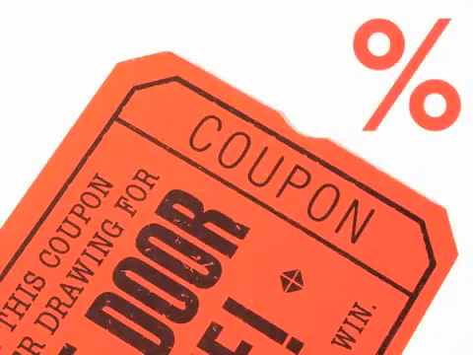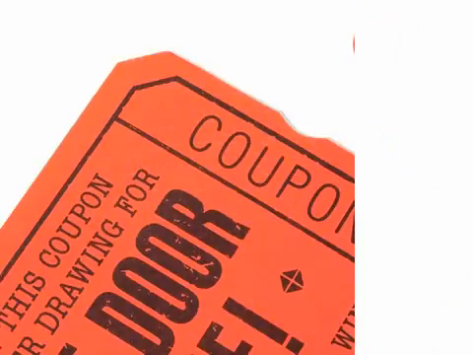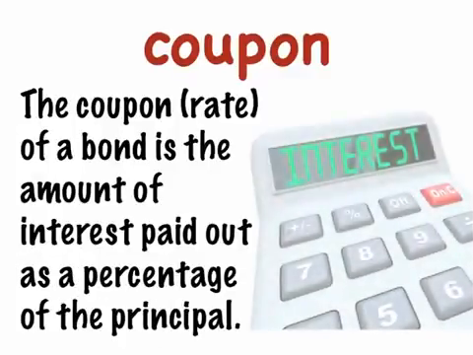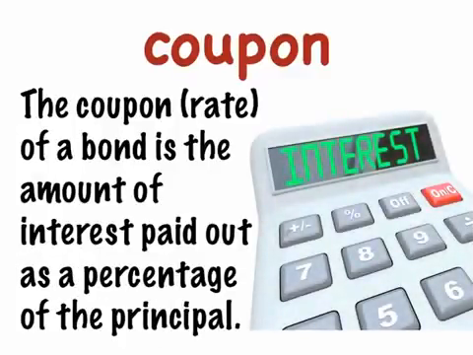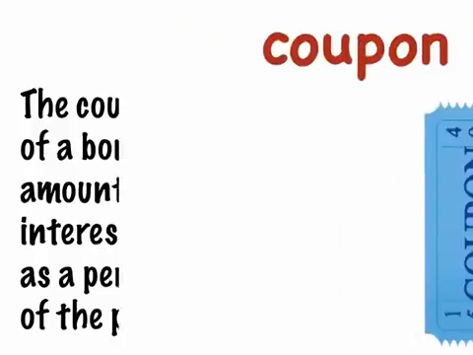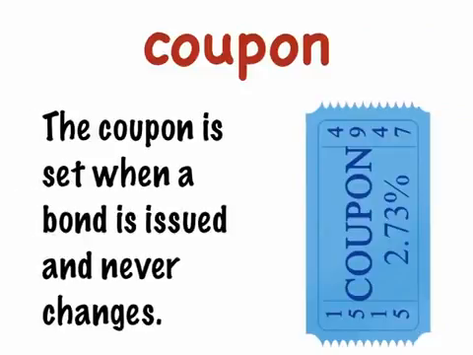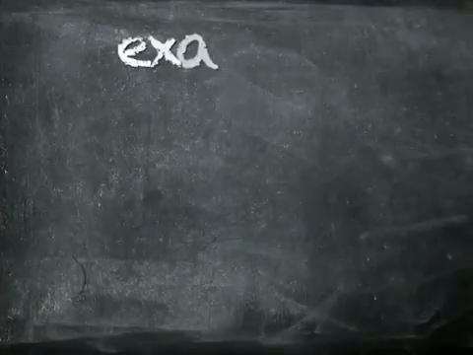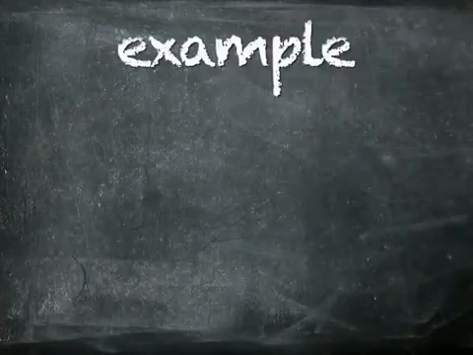Coupon. The coupon or coupon rate of a bond is the amount of interest paid out as a percentage of the principal. The coupon is set when a bond is issued and never changes. Let's look at an example of a coupon.